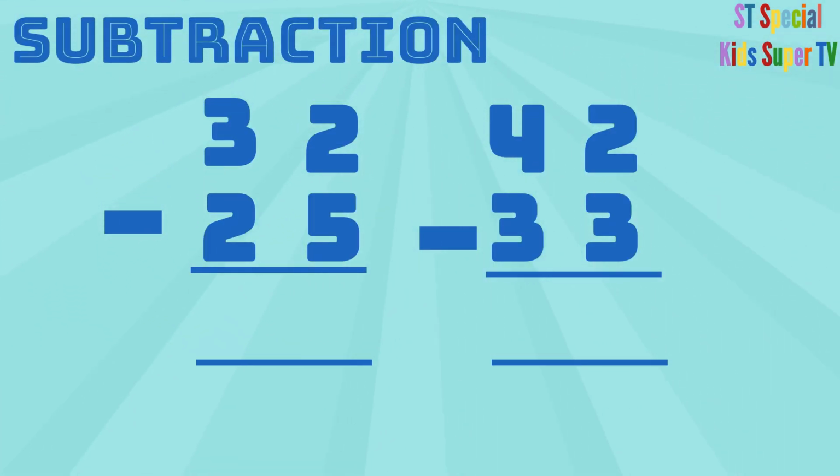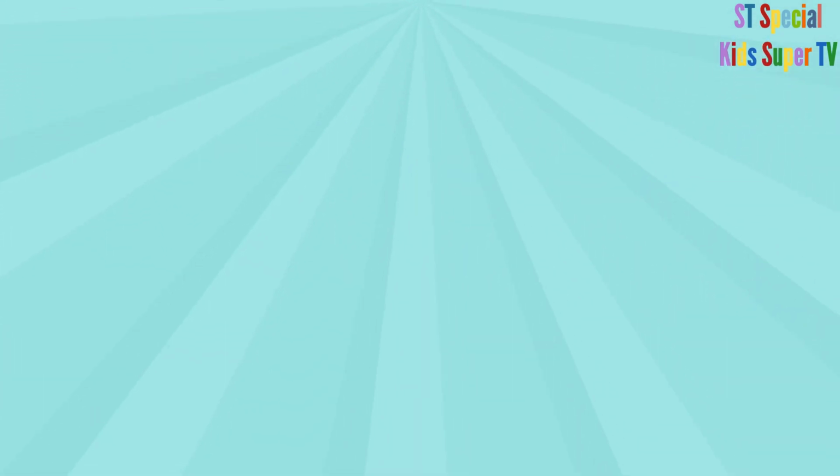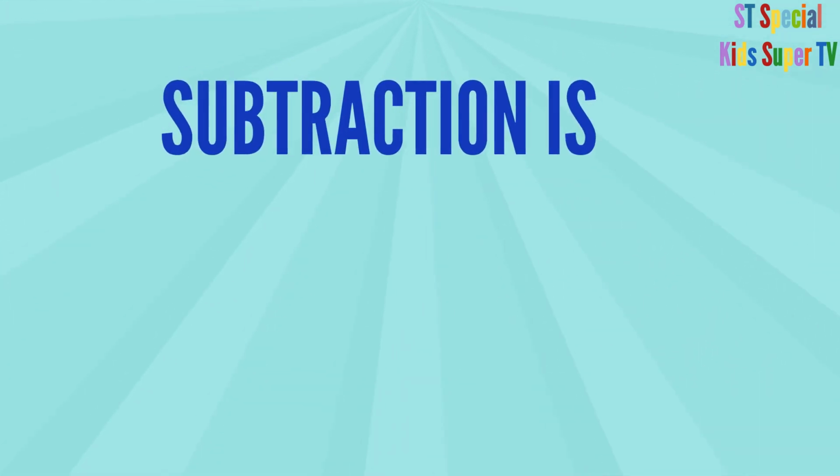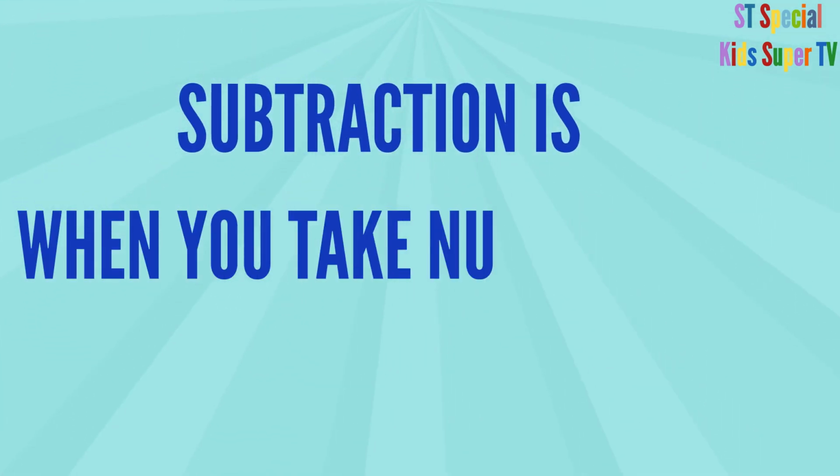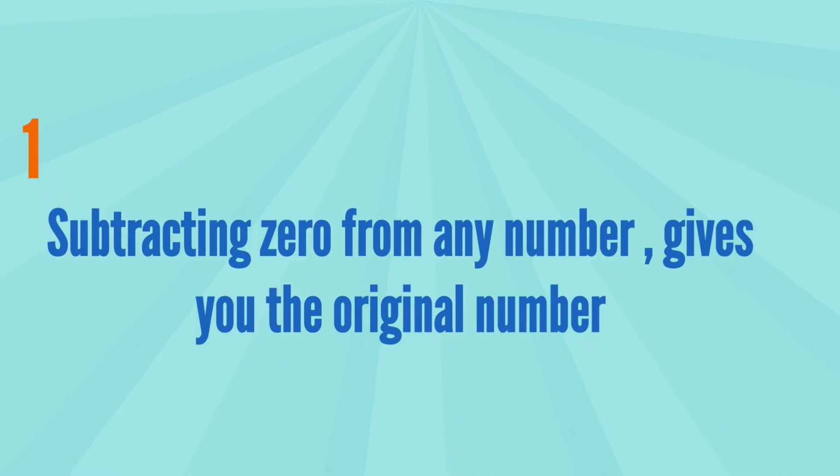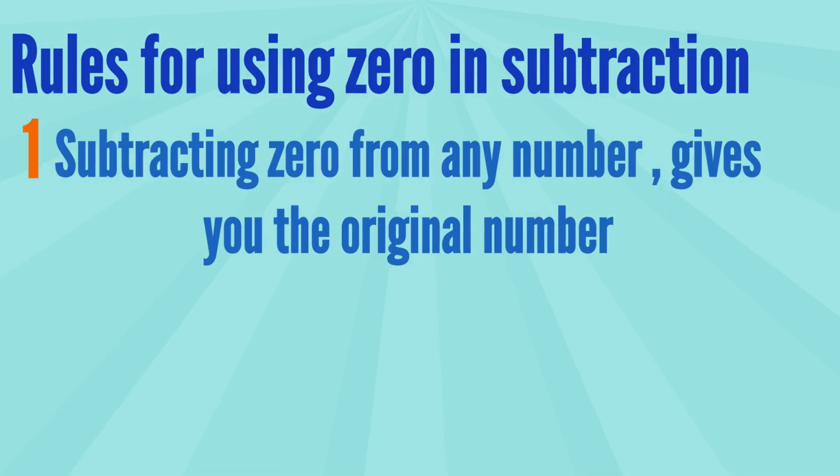Today, we are going to learn subtraction. Subtraction is when you take numbers away. Rules for using zero in subtraction. Rule number 1. Subtracting zero from any number gives you the original number.